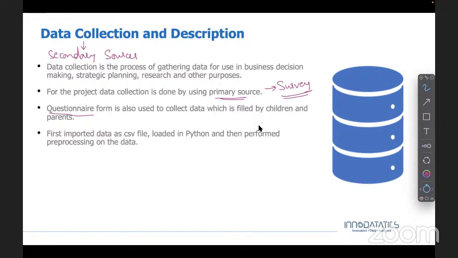And when the questions were responded to, who have responded to those questions? Both children, primary school children, and those children who are very young. Okay, parents of those children have also contributed to this.